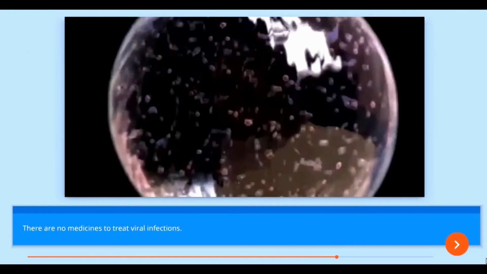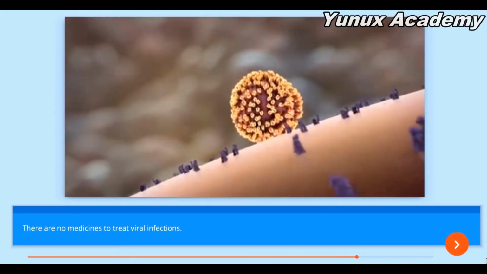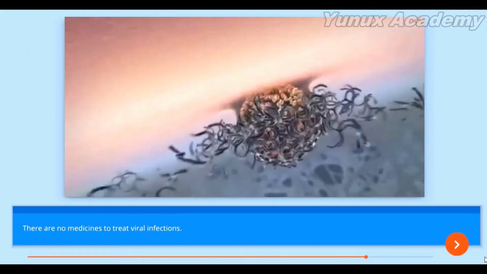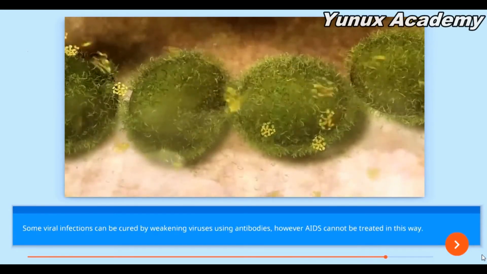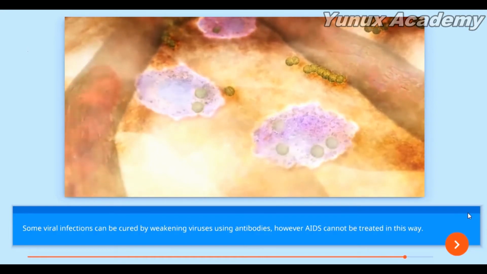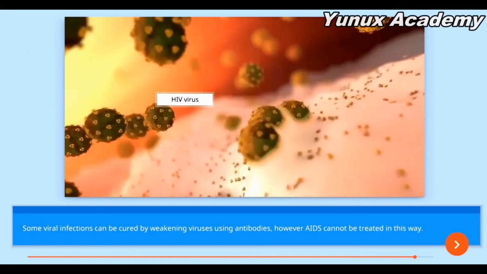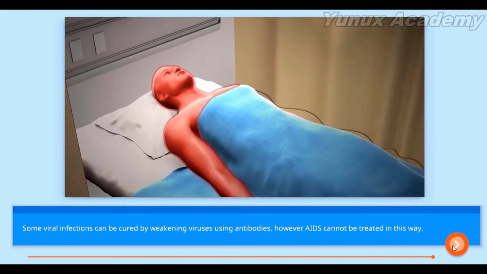There are no medicines to treat viral infections; however, antibodies, which are created within the body, can cause natural healing for some of those diseases. Some viral infections can be cured by weakening viruses with these antibodies. However, AIDS cannot be treated in this way, and it will finally cause death.